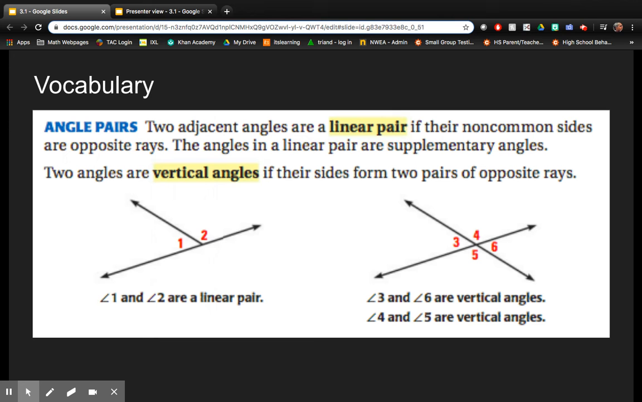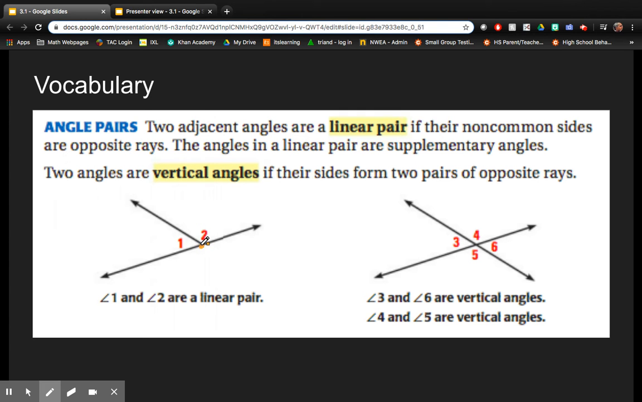The first one is called a linear pair. A linear pair is when two angles are adjacent. Remember, adjacent means just right next to each other. So if we're looking at this first picture here, we can see that angles 1 and 2 are a linear pair because their non-common sides are opposite rays.